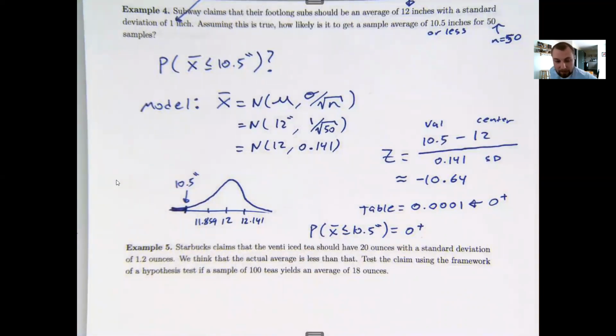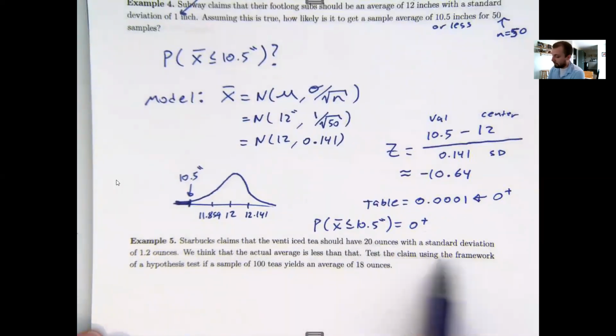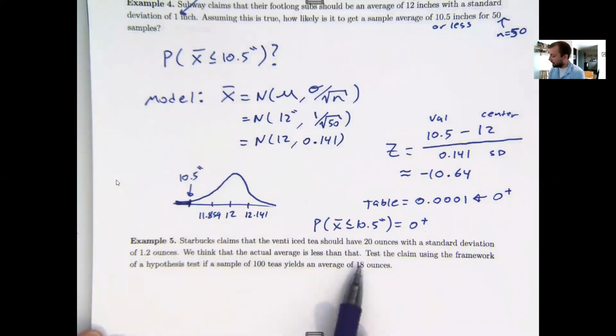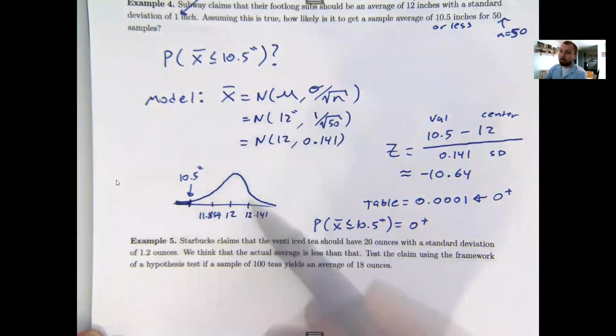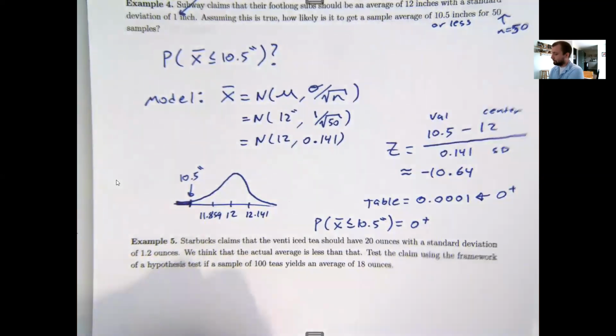As another example that I would encourage you to work through, suppose that Starbucks claims that their teas should have 20 ounces with a standard deviation of 1.2. We think the actual average is less than that. Test the claim using the framework of a hypothesis test if a sample of 100 teas yielded an average of 18 ounces. So try to go through this problem on your own and see if it is rare or not rare. Do we think that we're being told the truth, or do we have reason to believe that we're being lied to? Let's try another one though.